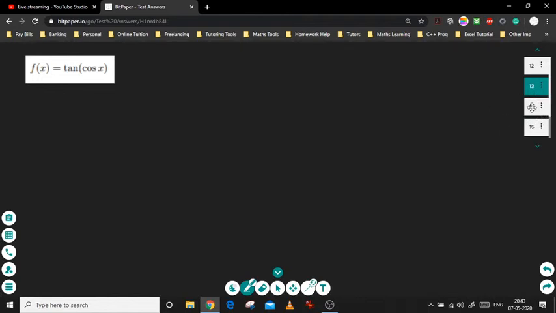Okay, we have one more. F of x equal to tan cos x. So again we have to apply the chain rule. So basically we have two functions, that is tan function as well as cos function. So first we have to differentiate the tan function because that is the outermost function.